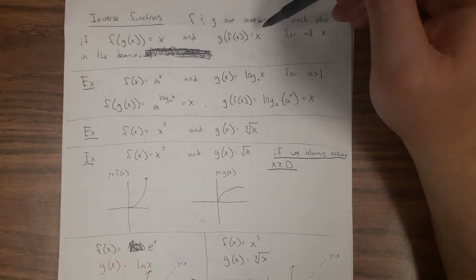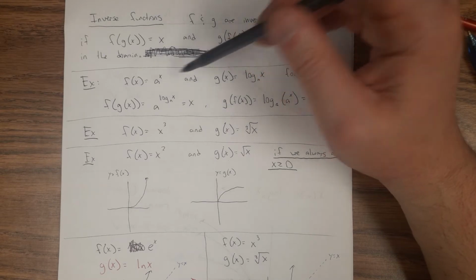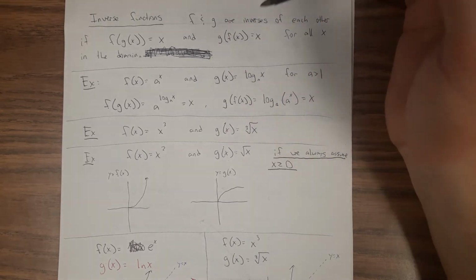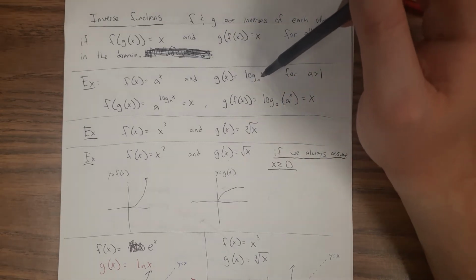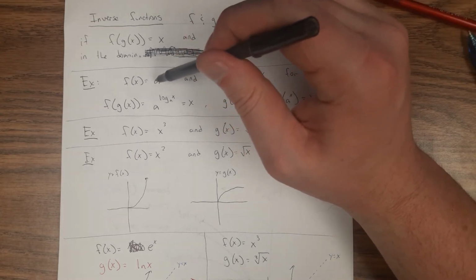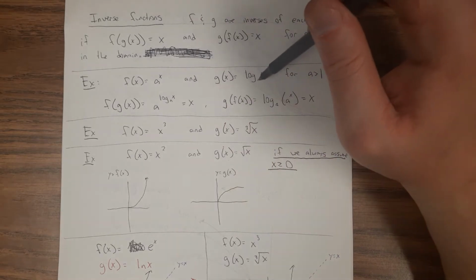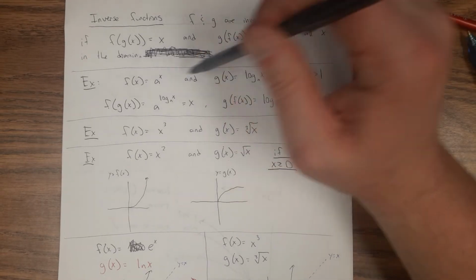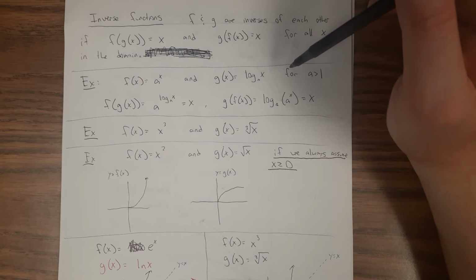And the reason why I'm talking about them is that exponential functions and logarithmic functions, roughly speaking, are inverses of each other. Less roughly speaking, if you have an exponential function, then the inverse is the logarithm with the same base. So this is base a and this is base a.